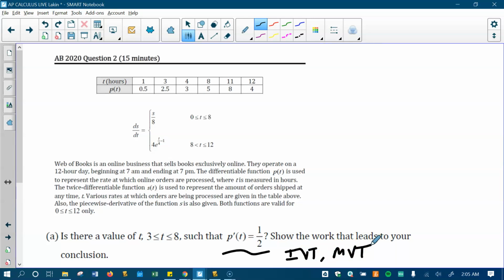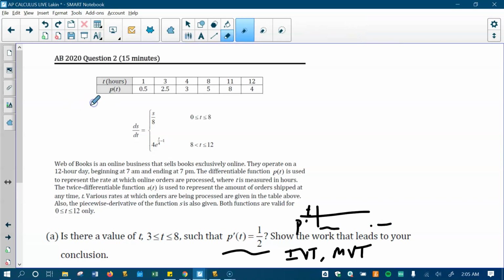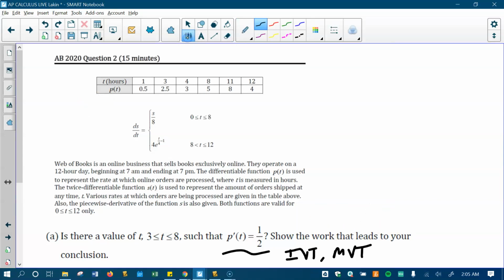If it was IVT, then what they would give me is a table of P prime and t, and there would be a value here that would be less than 1/2 and a value here that would be more than 1/2. But they don't give me that. They only give me P of t. So that means that this is not an IVT question, and if you didn't understand that, please rewatch that part to make sure you know what I'm talking about. This is going to be an MVT question.